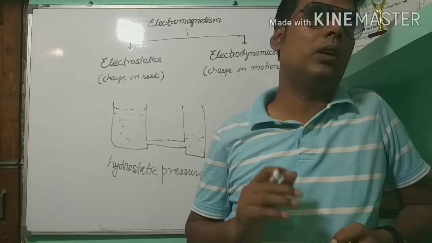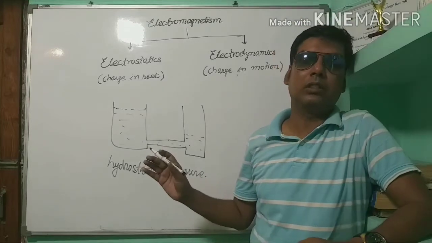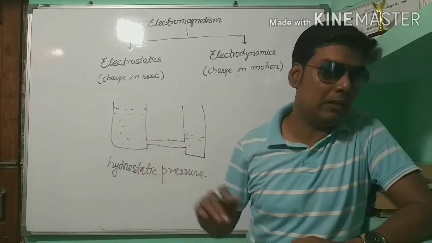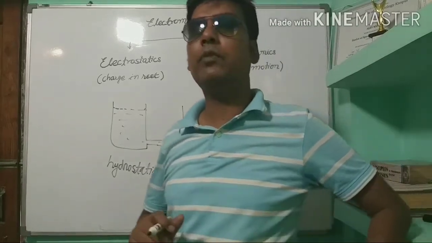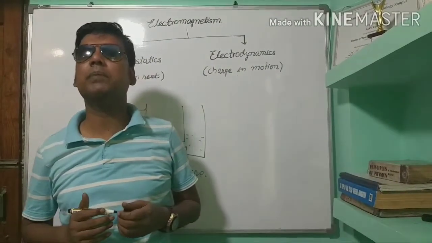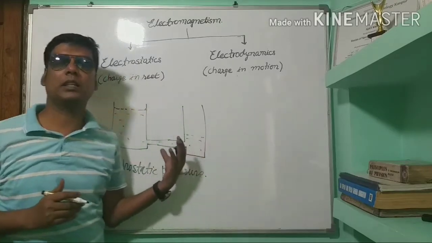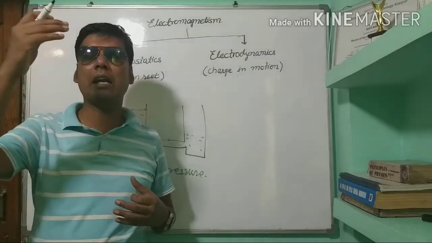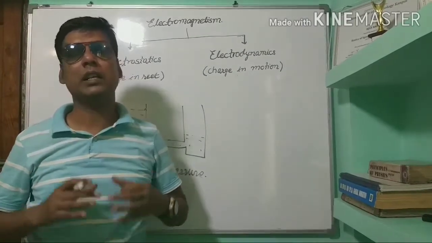This flow of water continues till both the vessels have water at the same level. The direction of flow of water does not depend upon the amount of water in the vessel, but it depends only on the height of the level of water in the vessel.